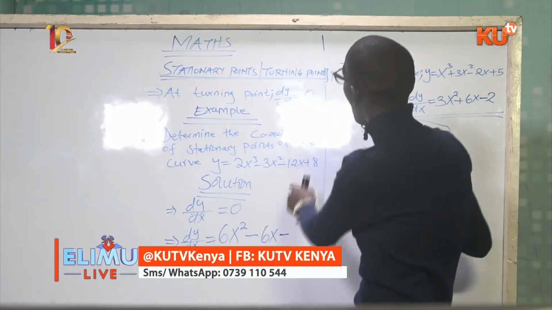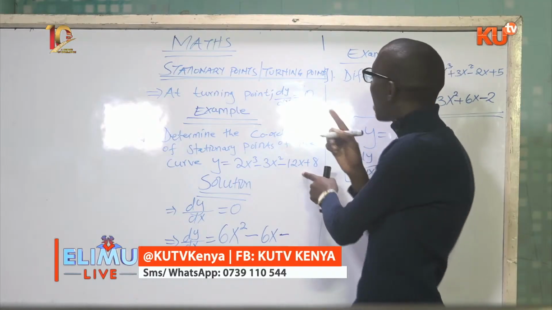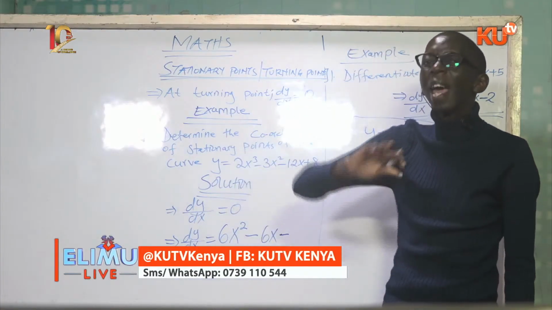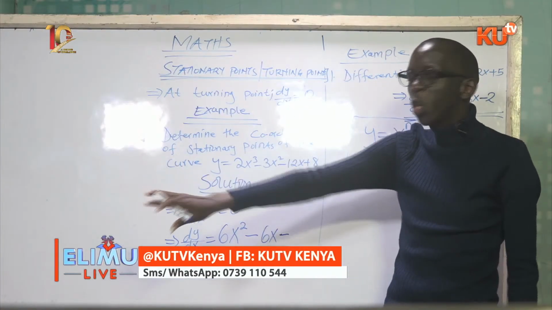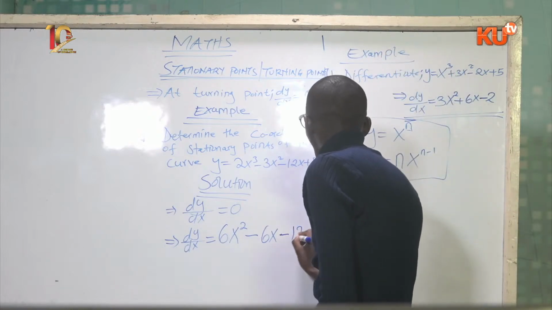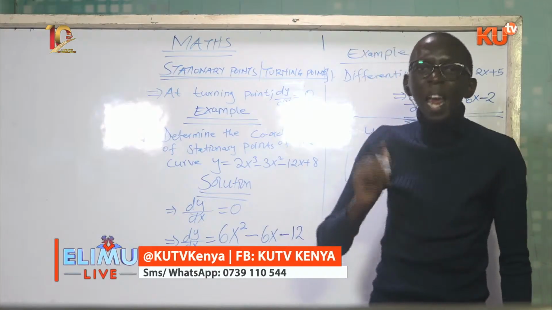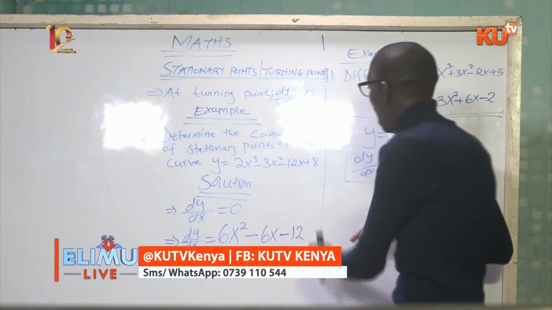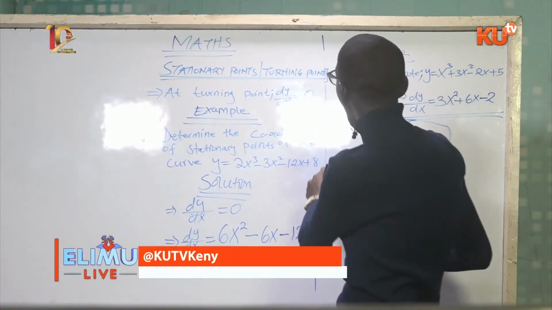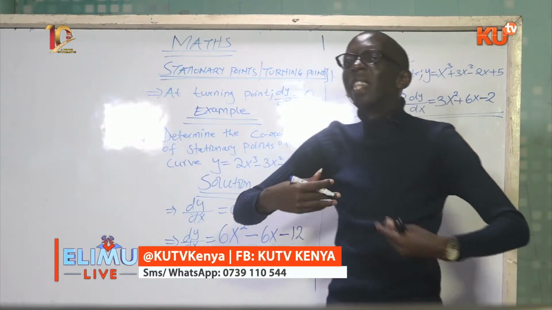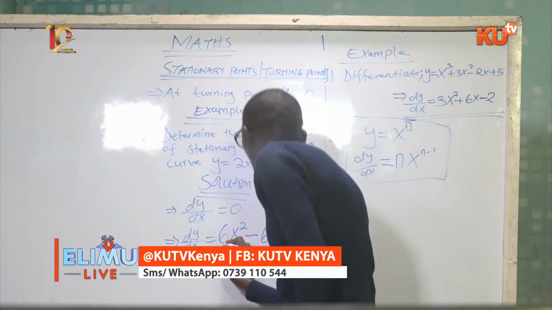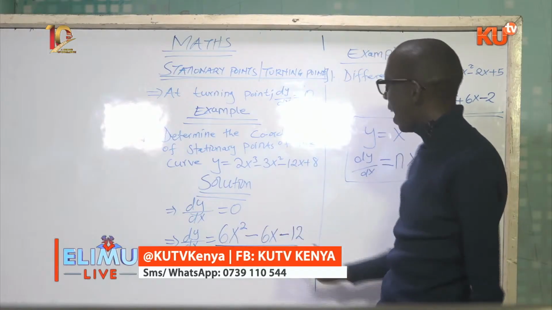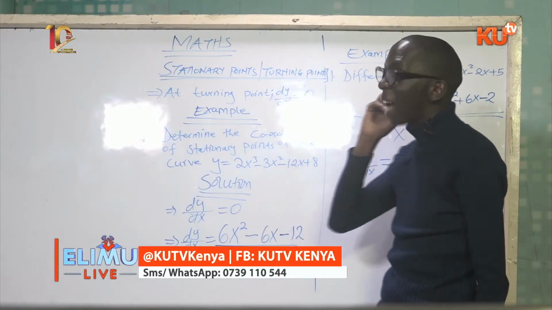Then minus 12x. 12 has an x that does not have a power. And remember we said, if the x has no power, the x ceases to exist. So we'll just have minus 12. Then there is plus 8. 8 has no x. If the number does not have x, the number will cease to exist. Therefore, my dear students, our dy over dx for this function is 6x squared minus 6x minus 12.